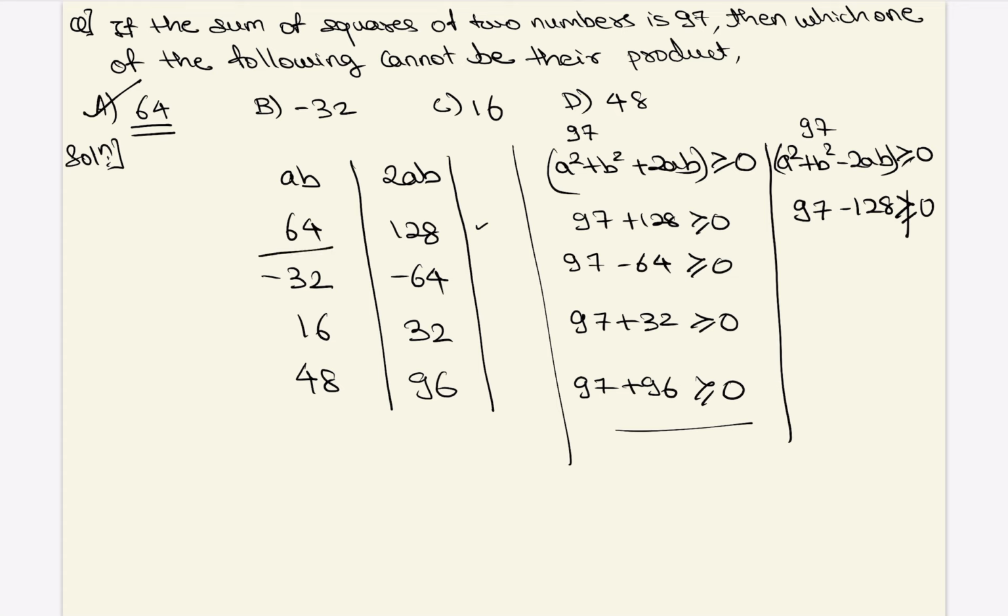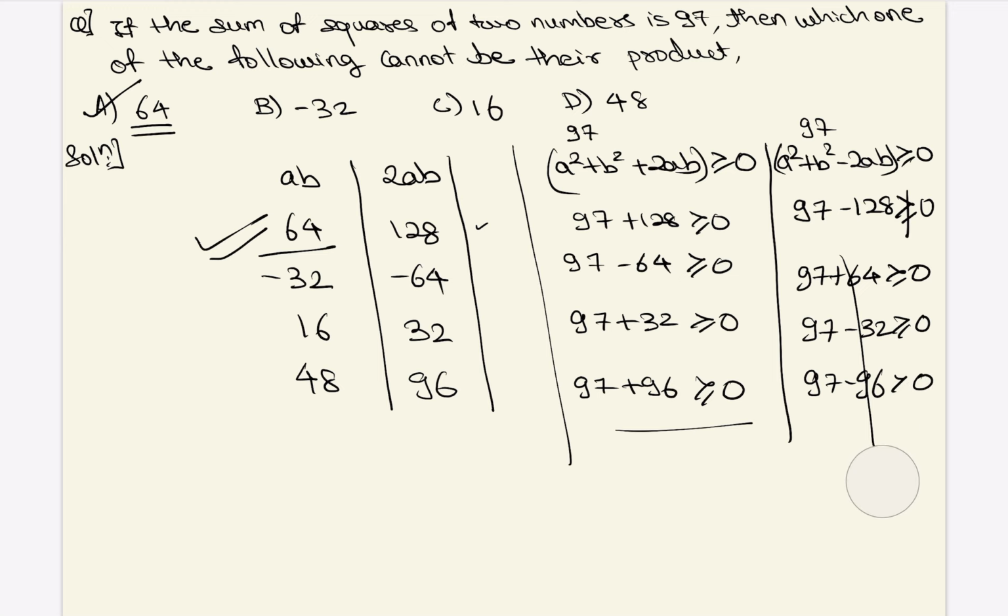Here we found our answer, which is 64 directly. I don't need to check all of them, because 97 plus 64 is anyway greater than or equal to 0, 97 minus 32 is greater than 0, and 97 minus 96 is obviously greater than 0. So I don't need to check all the other options. I immediately know by this that my answer is 64.